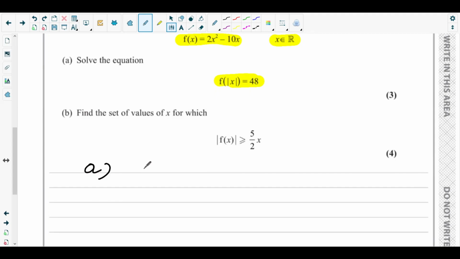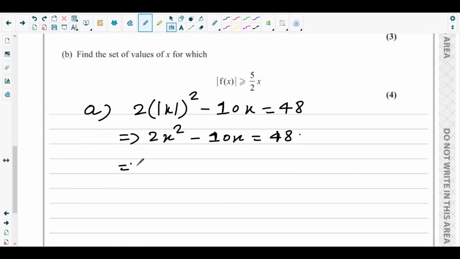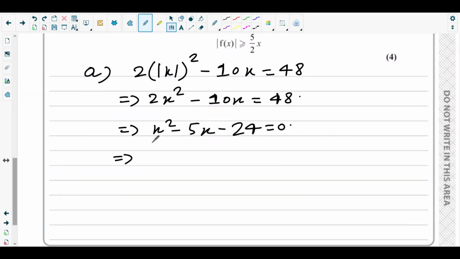So 2 modulus x whole squared minus 10 modulus x equals 48. If you take out the modulus, you will get two possible values, positive x and negative x, but since it is squared, it will always be positive. This equals 48. Now what we can do, divide both sides by 2 and take the 48 to the left, so you'll get x squared minus 5x minus 24 equals 0. Now solve for x. This is a quadratic equation.